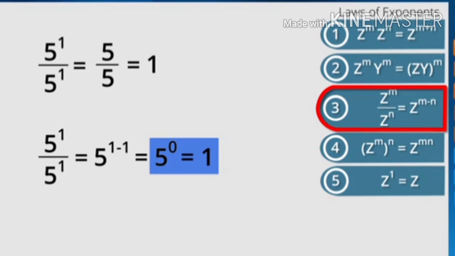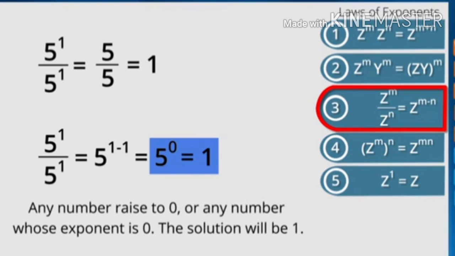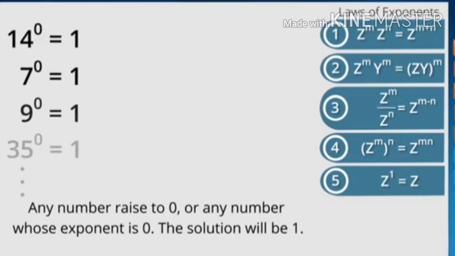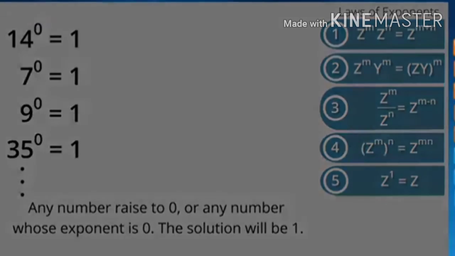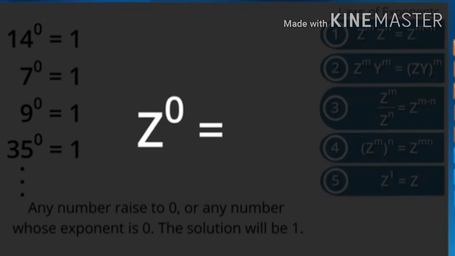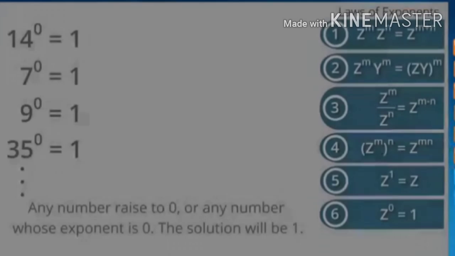So remember friends, for any number raised to the power 0, or any number whose exponent is 0, the solution will be 1. You can take any number, suppose z raised to the power 0 is equal to 1. So this is our sixth law of exponents.